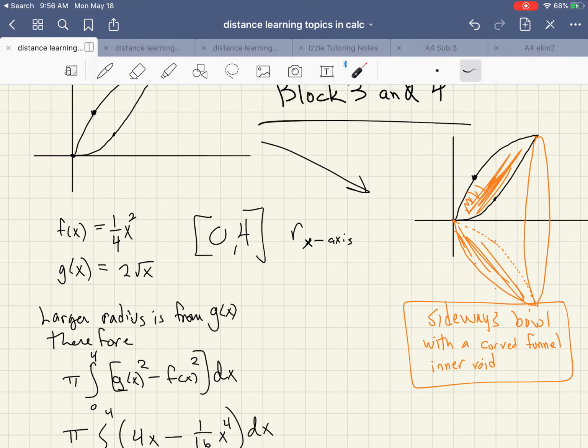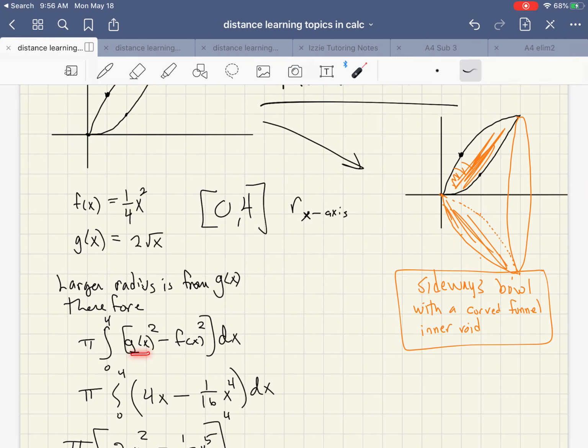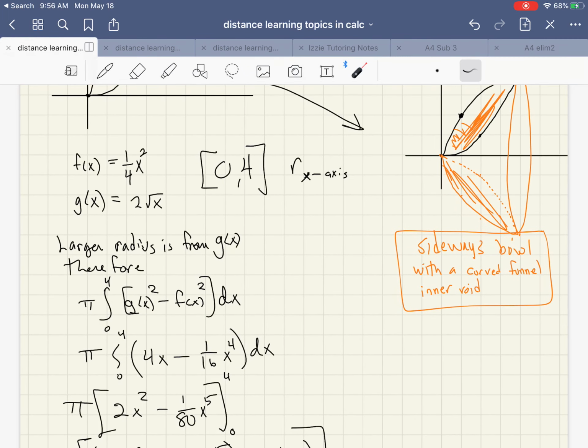What we're looking at is the outer radius is going to be the upper function here. So that would be g of x. So this is a little different than the last problem. We're going to put g of x first and subtract f of x afterwards. So we're going to square g of x. So 2 squared and root x squared gives me 4x. We're going to square f of x, square the 1/4, and square this x squared. So we get 1/16 x to the 8th.